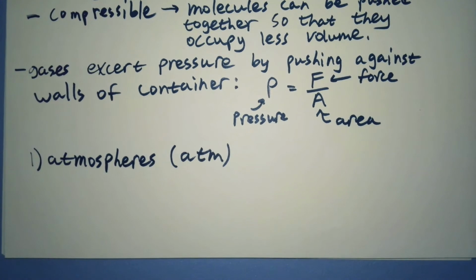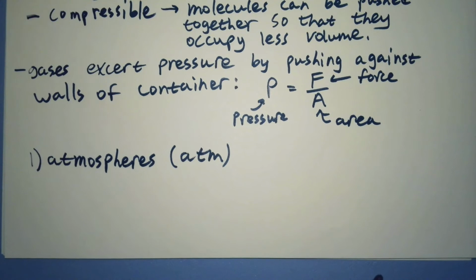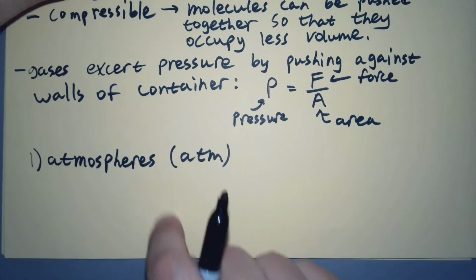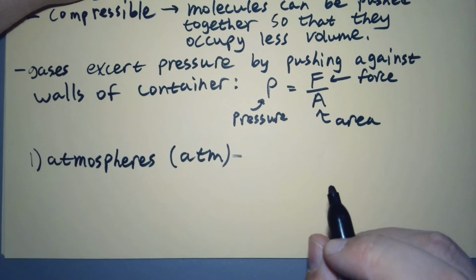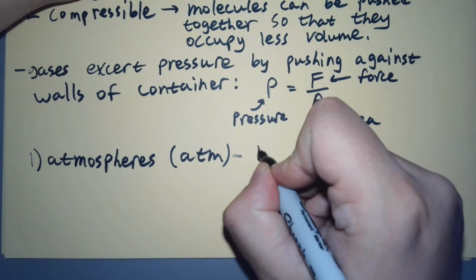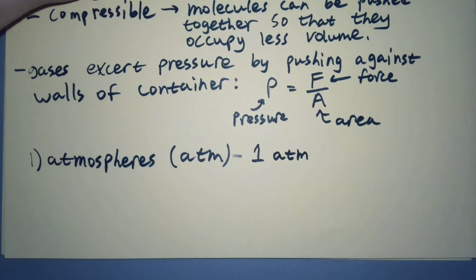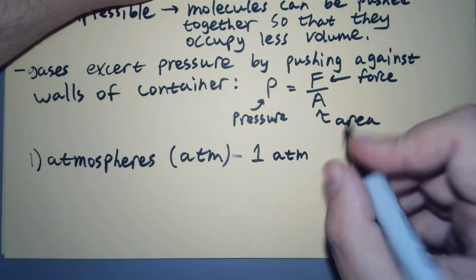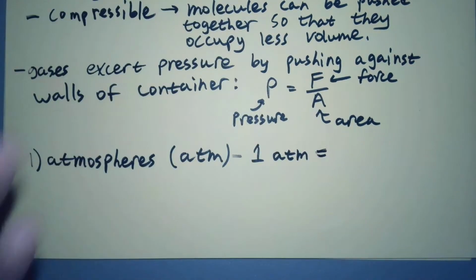ATM for atmospheres. You might think that's what you go to at the bank. No. That is the shorthand for atmospheres. So, this is defined as having 1 atmosphere. The name kind of gives away where this is going to come from, by the way. Well, 1 atmosphere is the force exerted by our atmosphere.